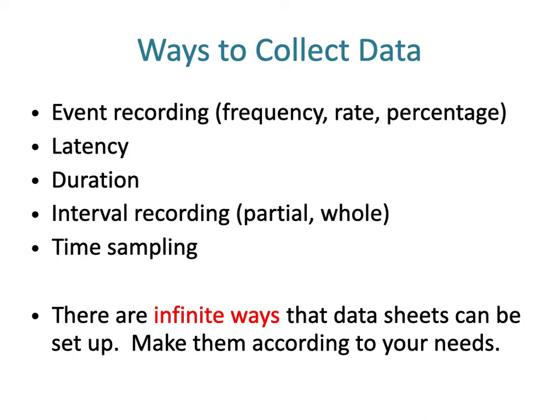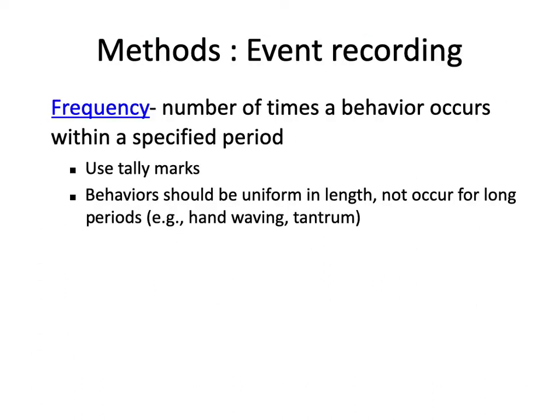So the first one is frequency. Frequency is easy because you can simply count how many times the behavior occurs within a specified time. An important thing you have to remember is that when you use frequency, you have to set the observation time, and the observation time should be identical through sessions, which means if you observe the behavior for 10 minutes today, then the next day should be 10 minutes as well, the next day 10 minutes.